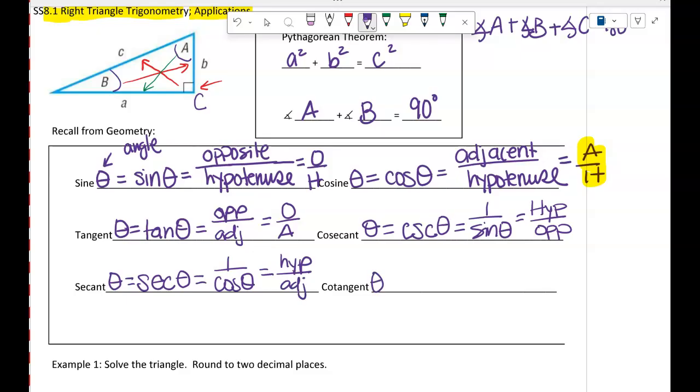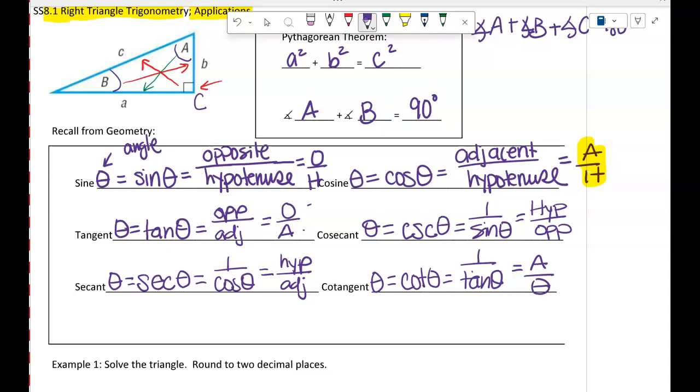Cotangent of your angle, let's use theta again, abbreviation COT of theta. This is the reciprocal function of tangent. And if tangent, you guys, is opposite over adjacent, this is going to be adjacent over opposite.